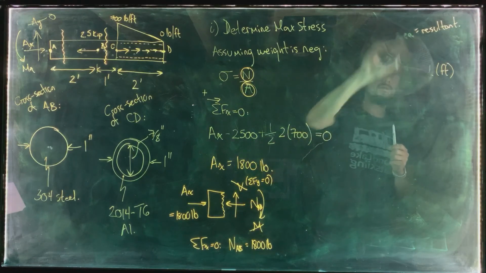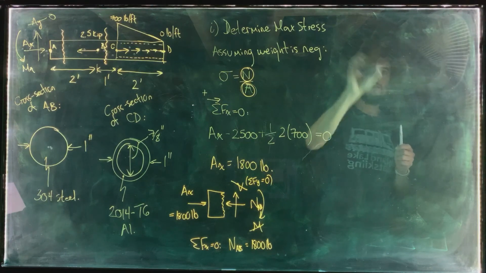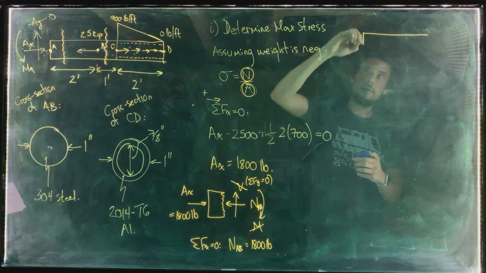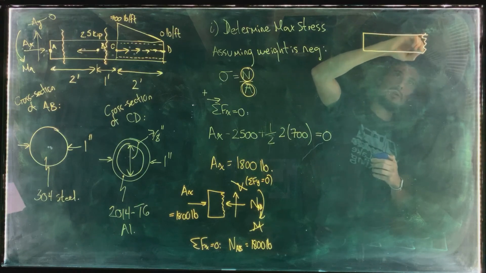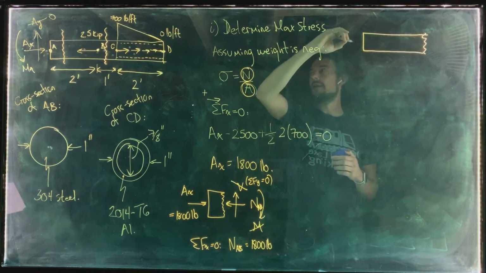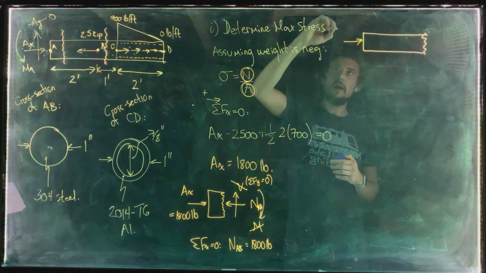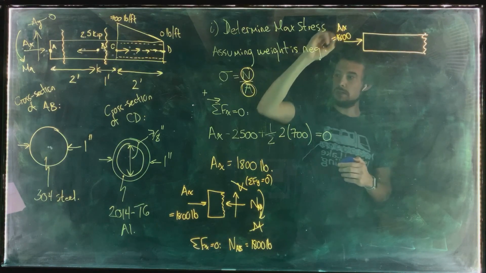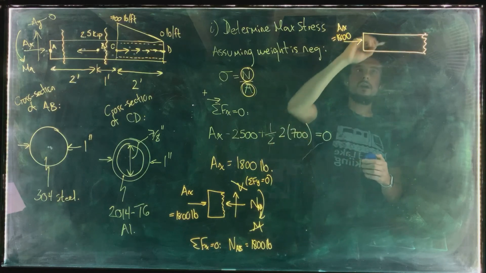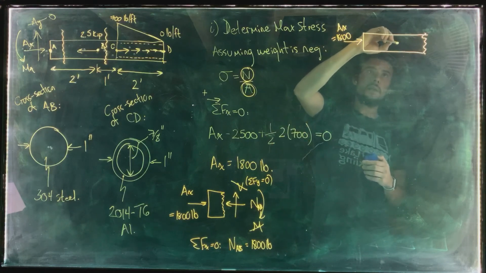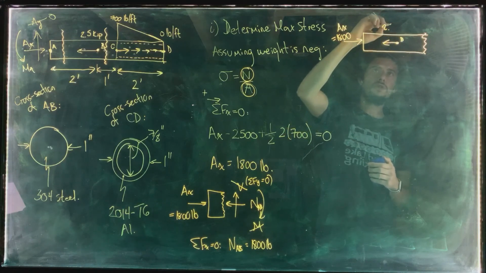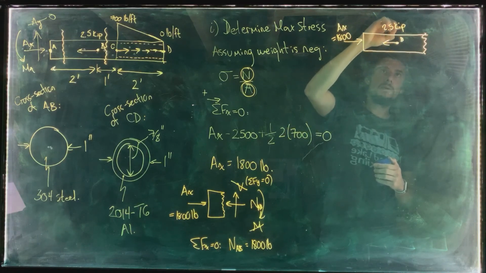And I'll just get rid of that there. So doing our section cut in that location, here we go. We've got AX equals 1,800 there. And we've got our applied load at point B, which was 2.5 kip.